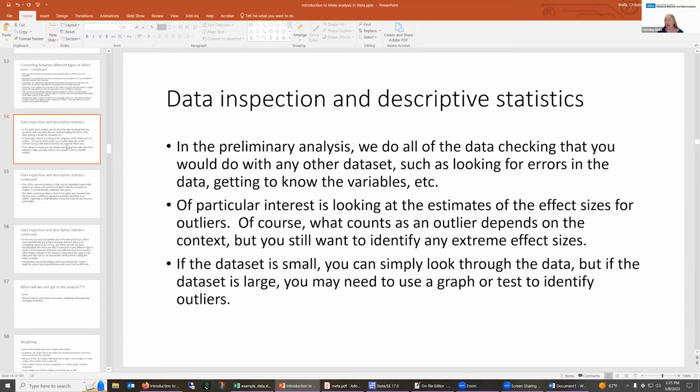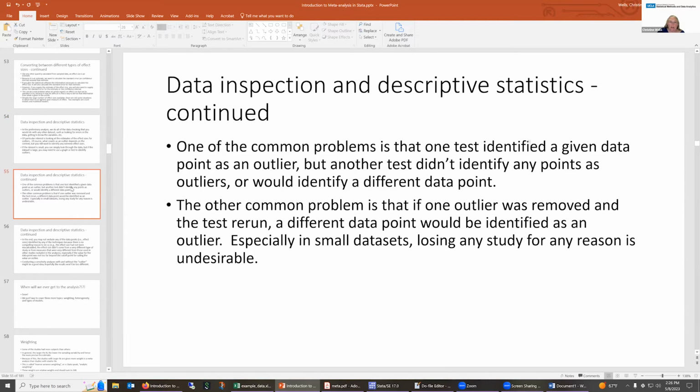How you do that depends on the size of the data. I have never been lucky enough to work with a big enough data set where I couldn't just look at the data set and visually tell if there was a problem. But I have read about meta-analyses that had hundreds of studies in there, and then you'd probably use some sort of graphical method or something like that. But personally, I haven't been that lucky yet.